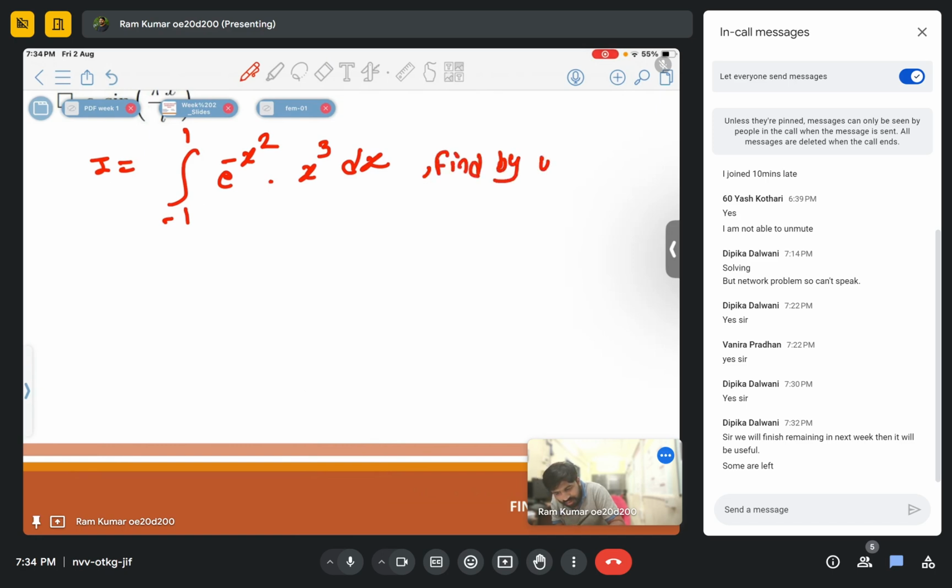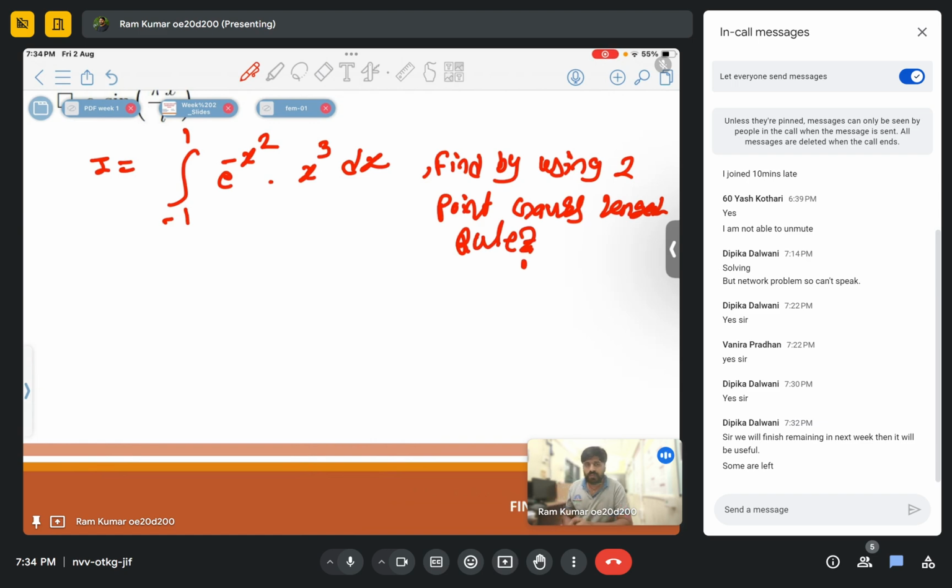by using the 2-point Gauss-Legendre rule. Just find it by using the 2-point rule.